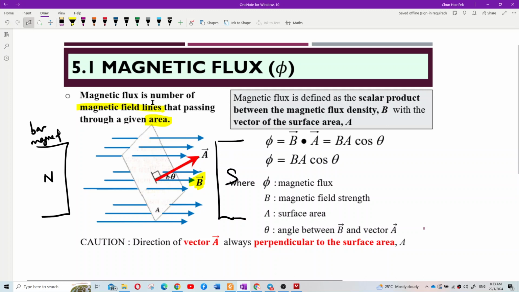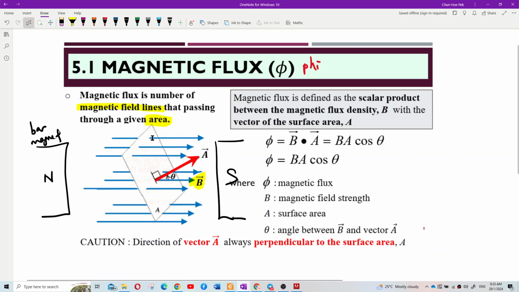And what is magnetic flux? The magnetic flux symbol is this one, we call it phi. Let's say you have an area like here, just an area. Magnetic flux is the magnetic field lines that pass through this given area.